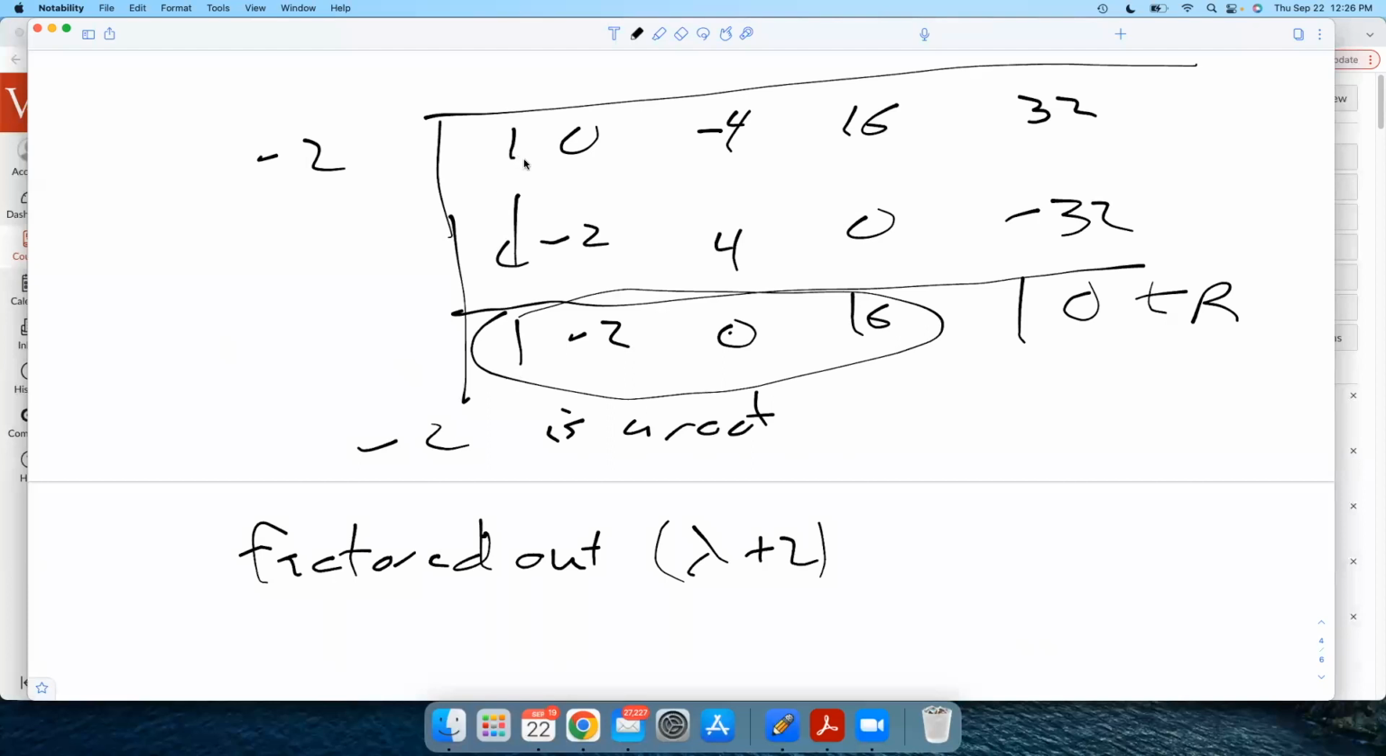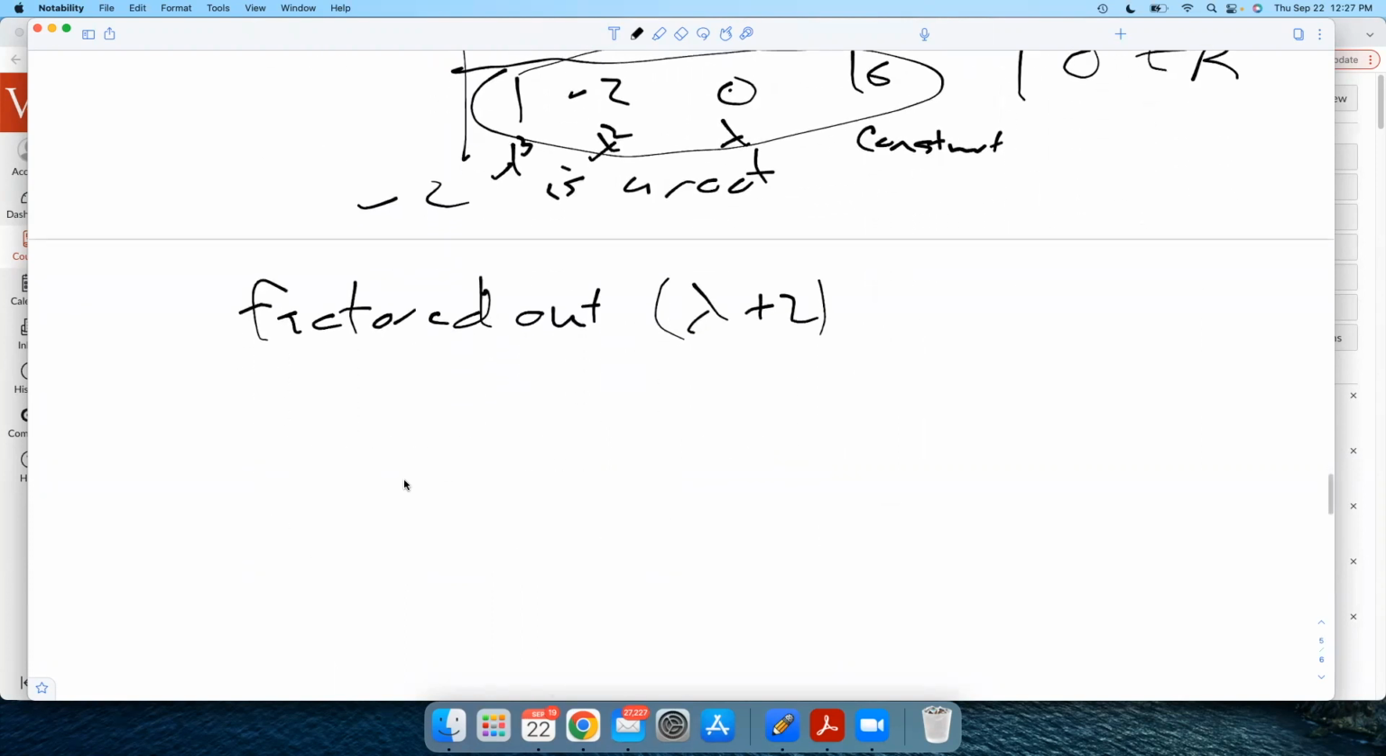Because we started with a 4th degree polynomial, this will be 3rd degree. So that's lambda cubed, lambda squared, lambda, and then this will be the constant. So now we're working with lambda cubed plus 2 lambda squared plus 0 lambda plus 16 equals 0. And we rinse and repeat.